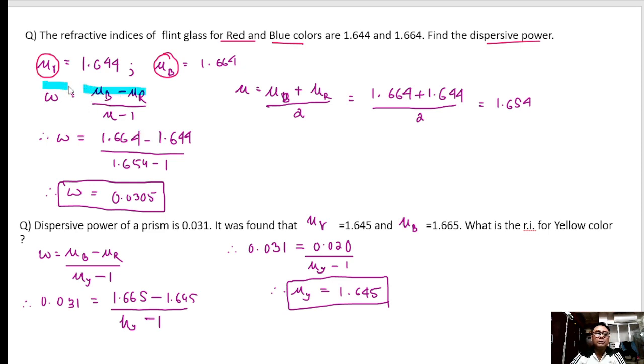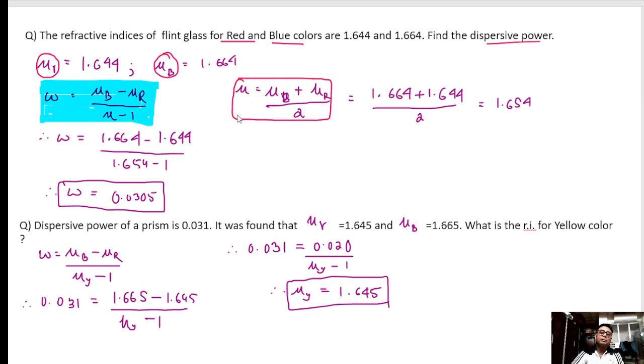It was actually mu v by mu r, but because here we are using blue and red, so we will write here mu b minus mu r by mu minus 1. So what is mu? Mu is equal to mu b plus mu r by 2, because it is the mean refractive index. Mu is the mean refractive index, and this is how we calculate it. Now putting all the values, we find the dispersive power. Mu is the mean refractive index using the two colors.